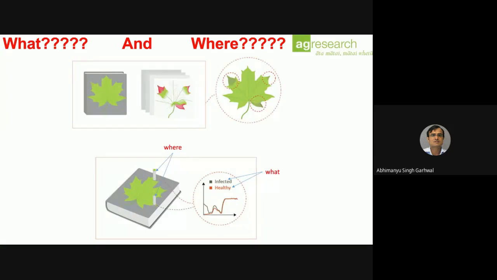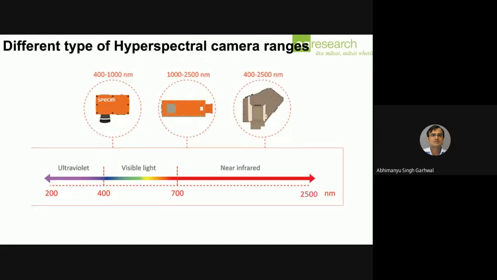By hyperspectral imaging, we can analyze every pixel, like this pixel, and whether it is infected or healthy. Both pieces of information we can obtain: which location is infected, which location is healthy. That's the advantage: we have the spectral and the spatial information using hyperspectral imaging. Now, there are different kinds of hyperspectral cameras, and they have different ranges as well. Some work in the ultraviolet area, some in visible light, some in near infrared. They are very application specific.